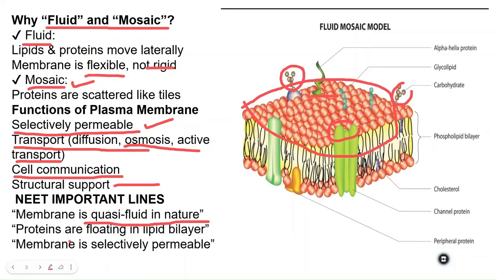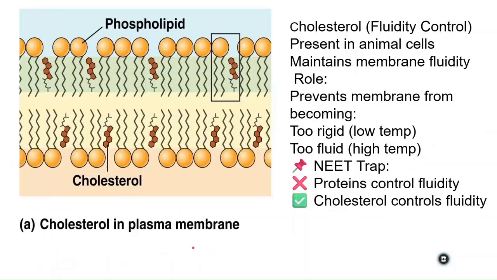And proteins are floating, right? Proteins are floating. So quasi fluid also means that you find proteins floating in it. It is not a continuous membrane. You will find proteins and carbohydrates in between. Then it is selectively permeable. These are the things to be remembered, children. Now I was talking about the cholesterol here.